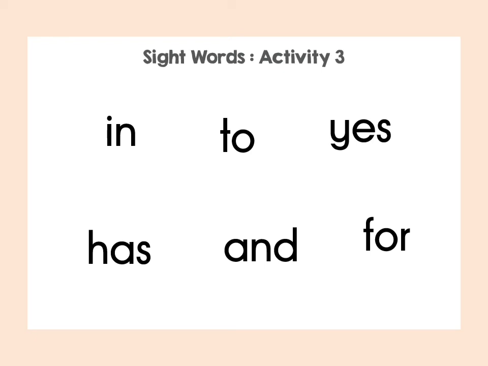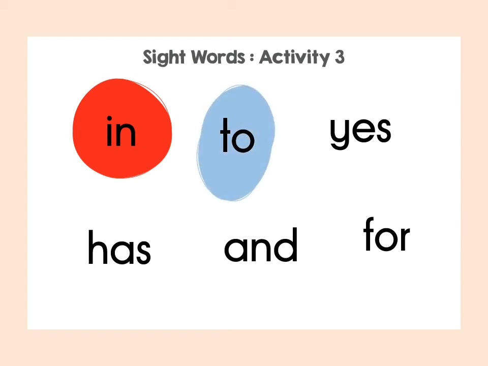Activity time. So, for this activity, you have to recognize and color the sight word that I said. Okay, first sight word is in. Yay, that is correct. Next word, two. Yes, good job. Now, can you recognize? Yes.